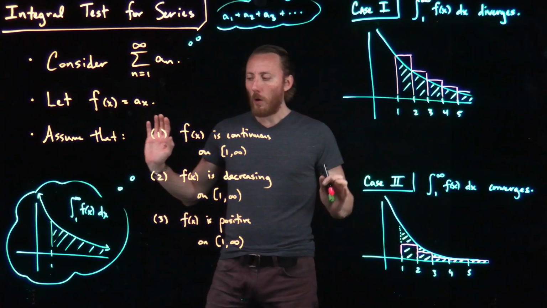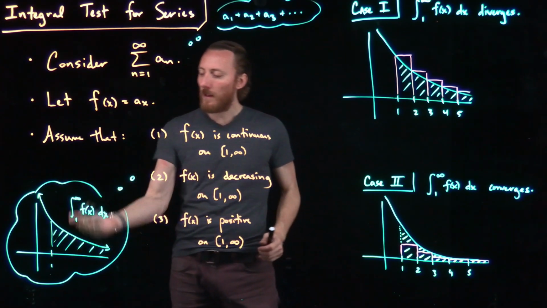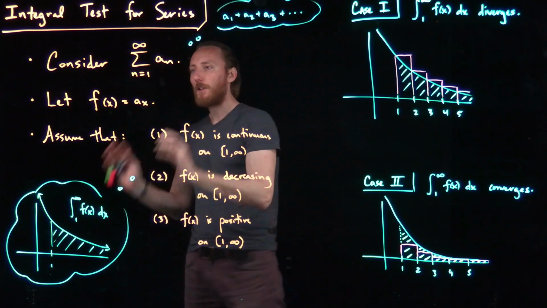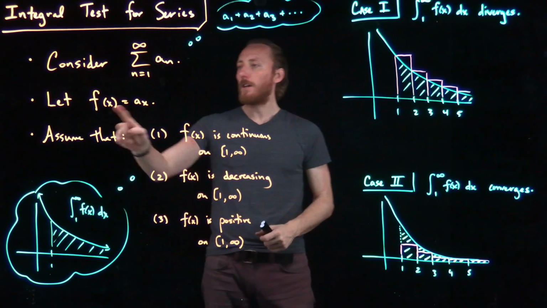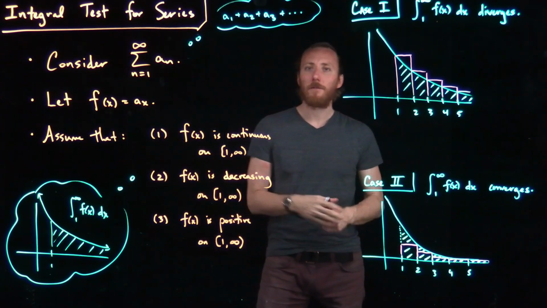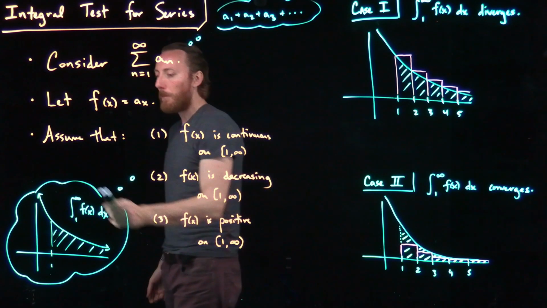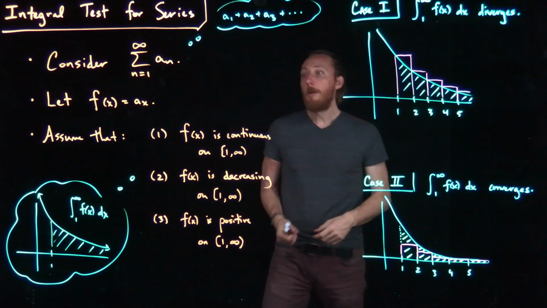Continuous: no holes, jumps, or asymptotes. Decreasing: downhill. Positive: above the horizontal axis. This is the general picture of a function that would abide by the integral test if this function was the expression coming from the terms of a series. So this is the picture that is going to be at the heart of all integral test considerations.